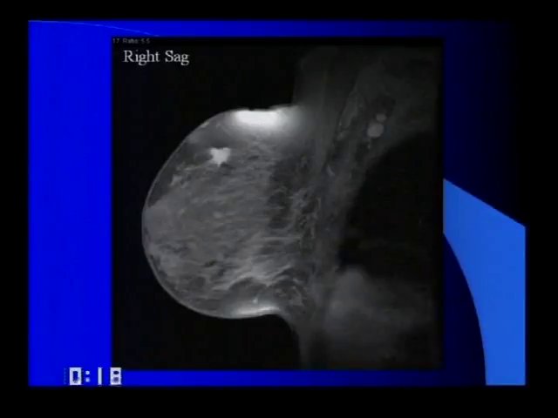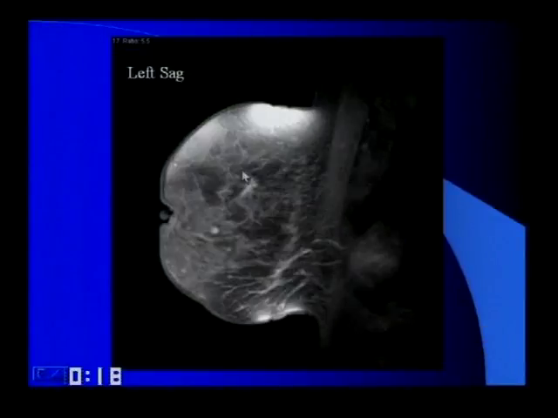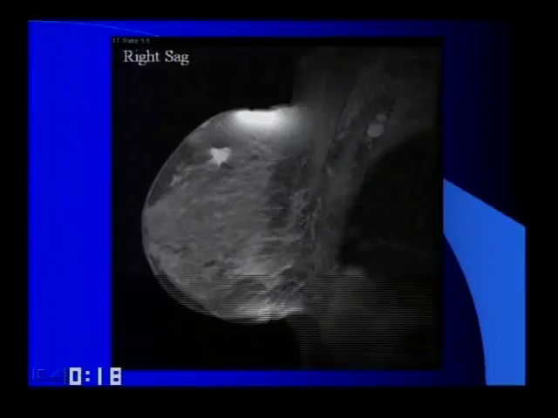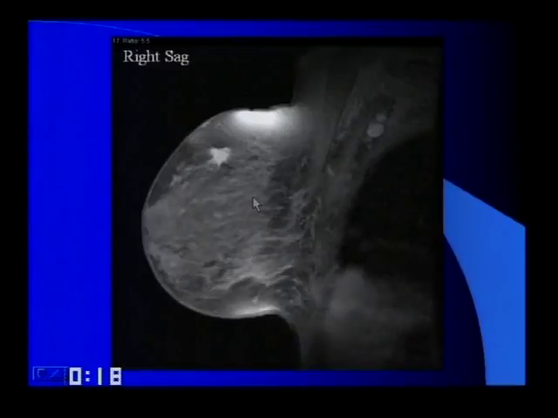Okay. So this is the right breast, right here, and here's the left breast. So there's markedly increased enhancement in those regions. They're irregular, spiculated-appearing masses. A radial scar would not tend to enhance like that. So these are both suspicious for carcinoma.